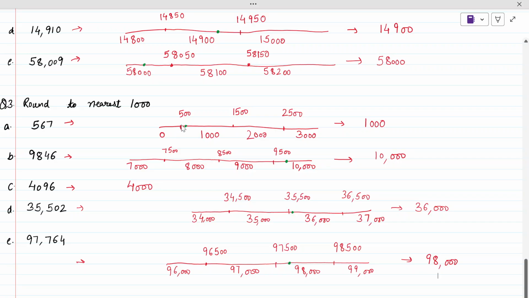And at the same time, if it is at the midpoint or if it is greater than the midpoint. So if the number is at the midpoint, we will pick the higher number. If the number is smaller than the midpoint, we will pick the lower number. If the number is greater than the midpoint and more nearer to the upper end, we will take the upper number. And this rule is applicable to all the multiples of 10, 100 and 1000.